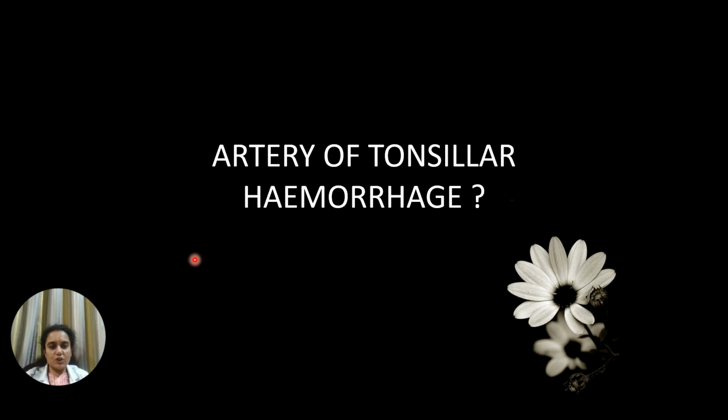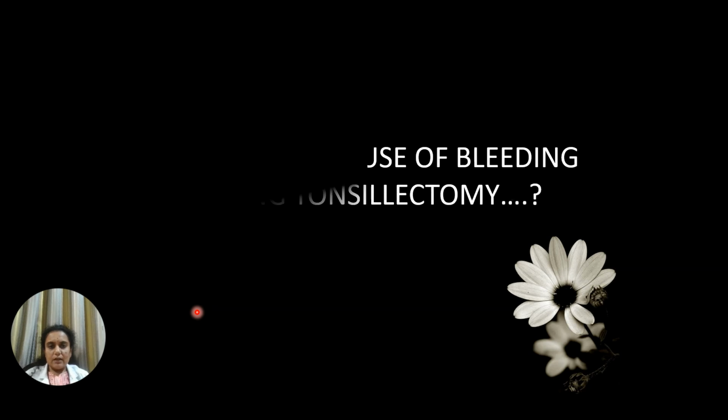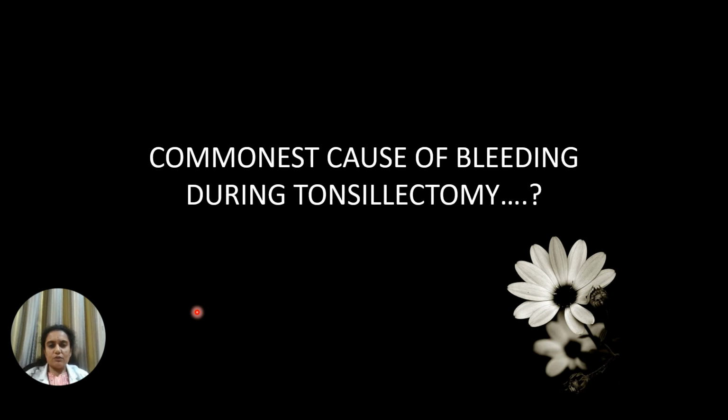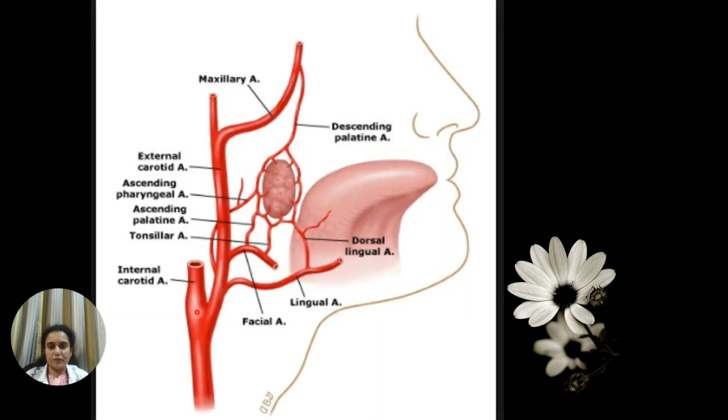So coming to the artery of tonsillar hemorrhage, it is the tonsillar branch of the facial artery. Then what is the commonest cause of bleeding during tonsillectomy? The bleeding occurs from the paratonsillar vein, which is in the loose areolar tissue. It is also called the Dennis-Brown vein.